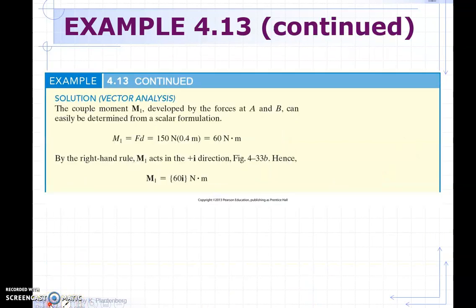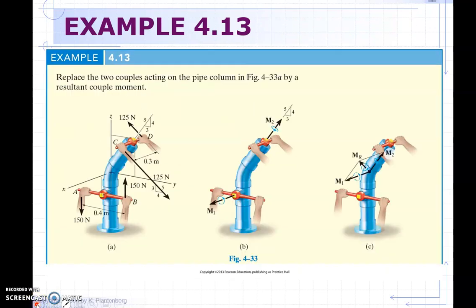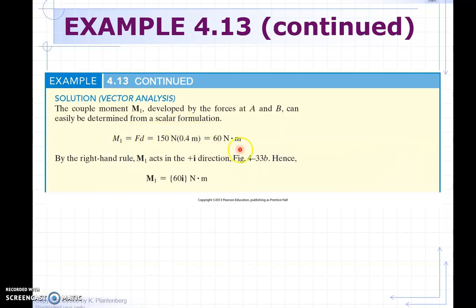I don't know if I did the numbers here. Replace the two couples by a resultant couple. I didn't show all the arithmetic on that one, but you can do it. M1 is all in the X, and M2 is in the Z and Y, and then you can add those up, and so you've got all three components.